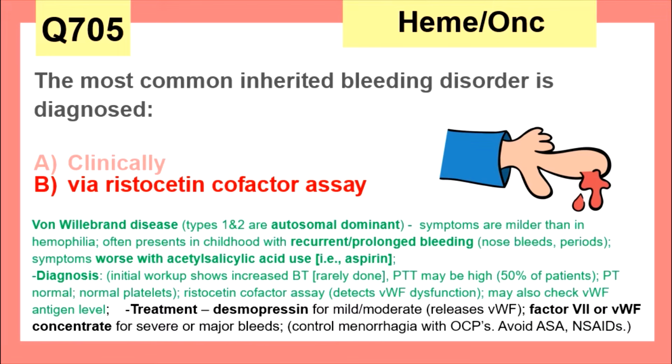Factor 7 or von Willebrand factor concentrate can be given for severe or major bleeds, but patients with this condition should definitely be avoiding aspirin and possibly NSAIDs as well.